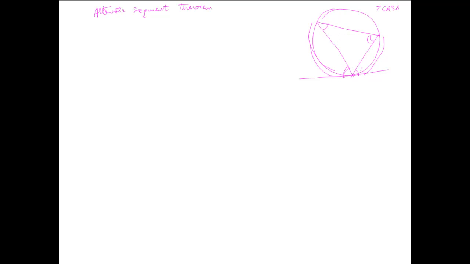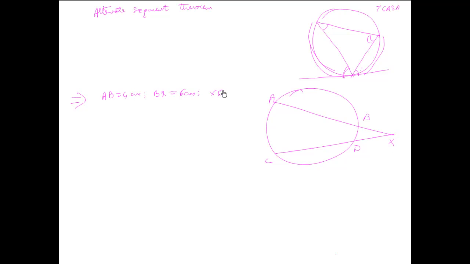Now let's see a few sums based on this. Question says, for example, in the figure A, B, D, C, and this point is X, such that AB equal to 4 centimeters, BX is equal to 6 centimeters, XD equals to 5 centimeters. Calculate the length of CD.